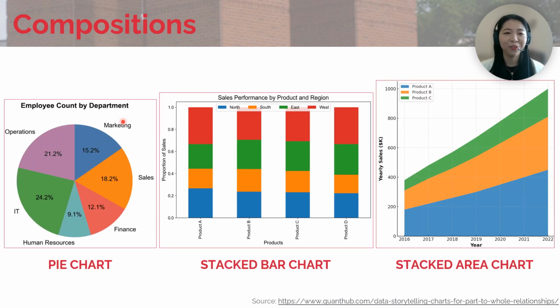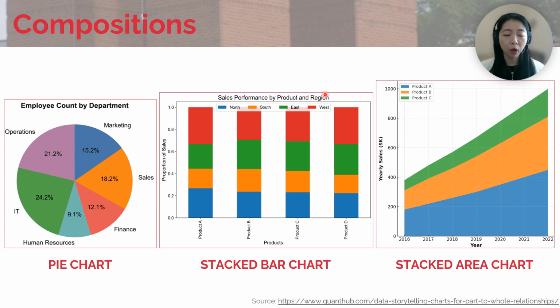And finally, if your goal is to show parts of a whole, pie charts, stacked bar charts, and stacked area charts work best. A pie chart shows the parts of a whole clearly. This pie chart shows employees by department, so you can quickly find that IT and operations have the most employees.